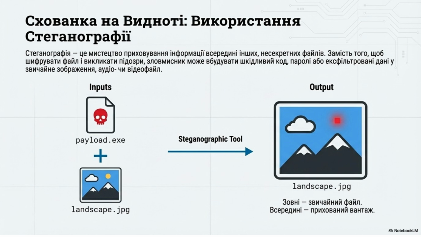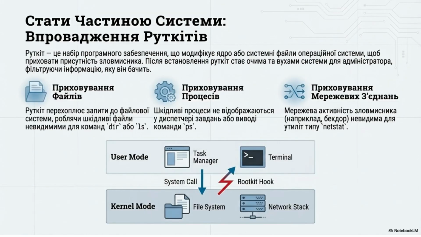Attackers can embed malicious code, passwords, or exfiltrated data into ordinary image, audio, or video files, making them appear inconspicuous. Rootkit implementation allows the attacker to become part of the system by modifying the kernel or operating system files to conceal their presence. Rootkits hide files, processes, and network connections from administrators, filtering what the system sees.